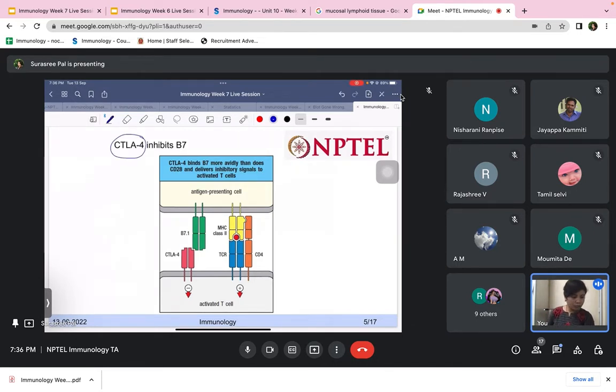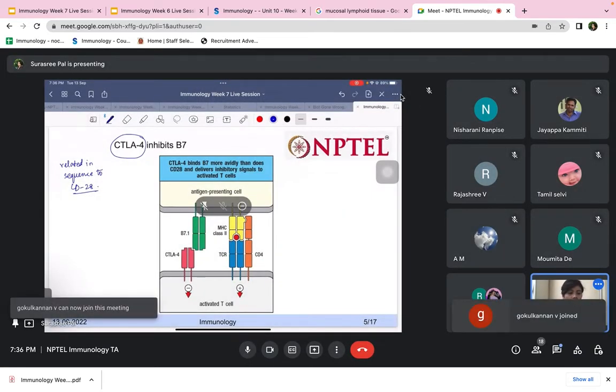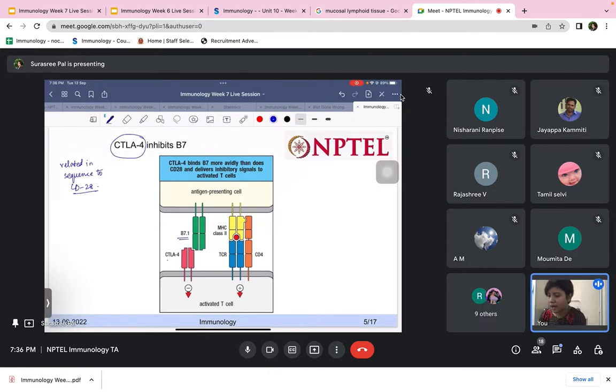Okay, CTLA4 is related in sequence to CD28. Okay, and the CTLA4 binds B7 molecules. So here you can see that CTLA4 binds to B7 molecules with a much higher avidity than CD28. So the affinity of B7 to CTLA4 is much higher than that for CD28. And what happens because of that is that activation of these naive T cells induces the expression of CTLA4.